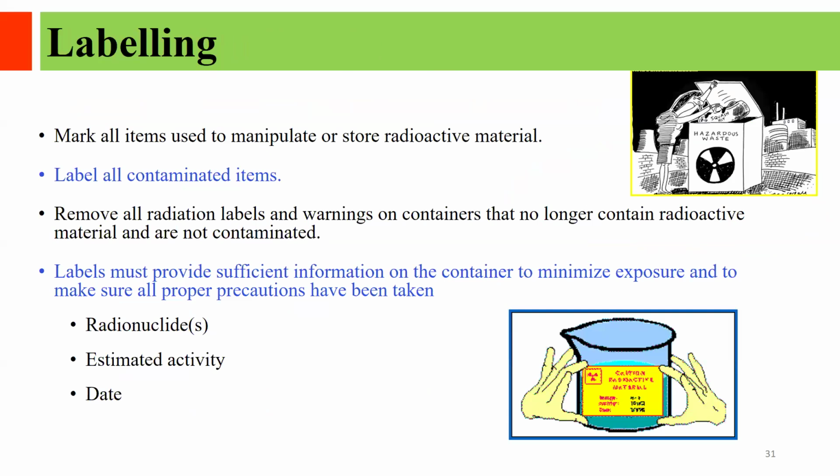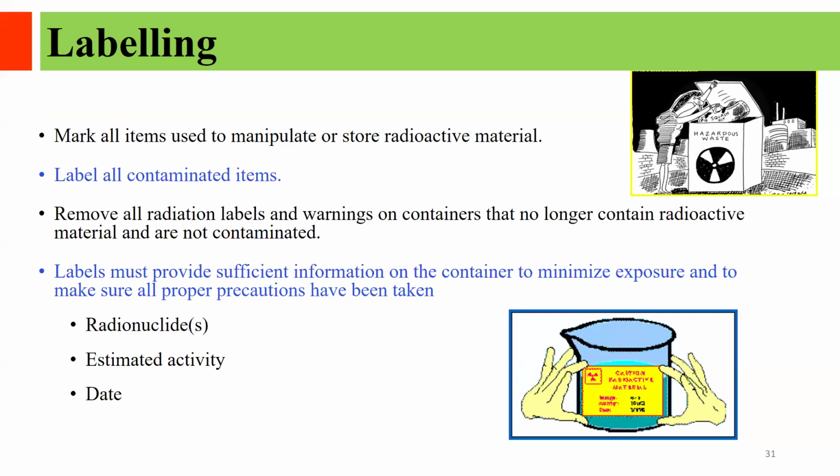Then comes labeling. Mark all items used to manipulate or store radioactive material. Label all contaminated items. Remove all radiation labels and warnings on containers that no longer contain radioactive material and are not contaminated. We are not just supposed to keep any waste labeling. If it has to be given as general waste as per the guideline, you have to remove the radioactive label from it.